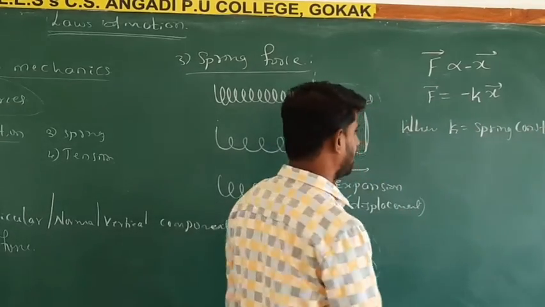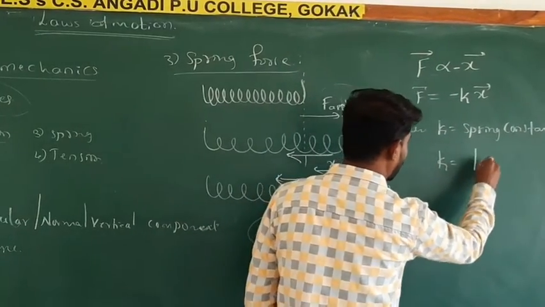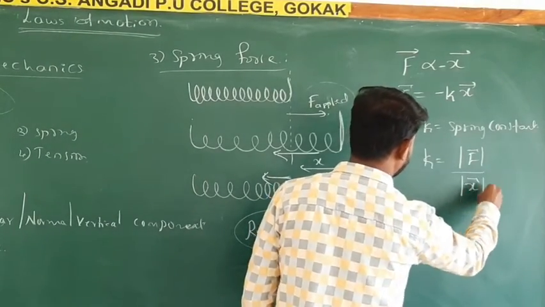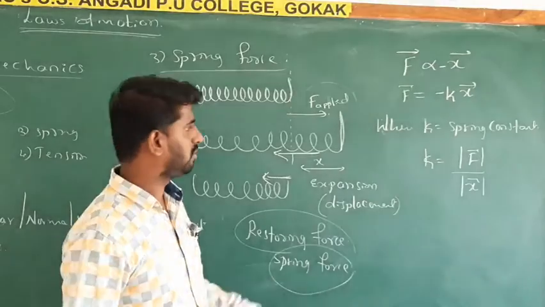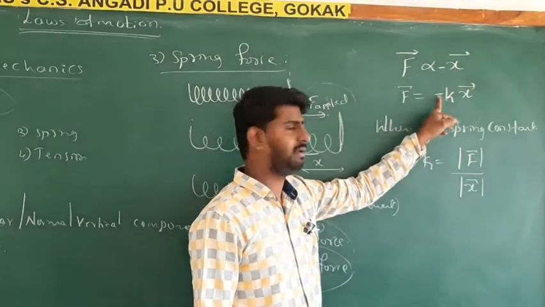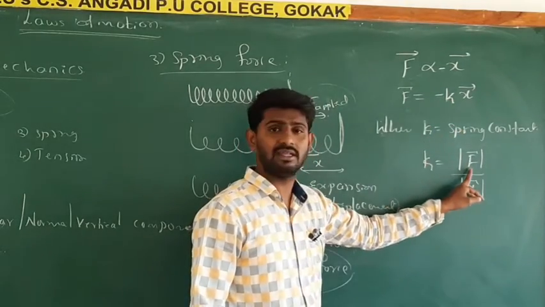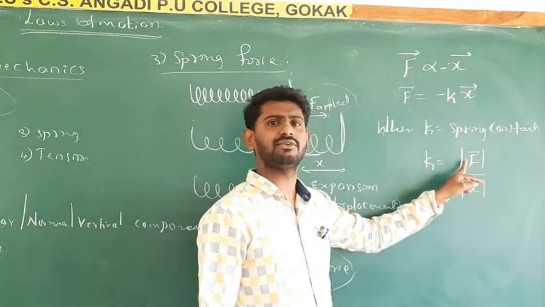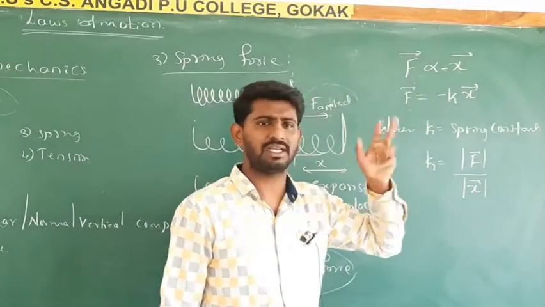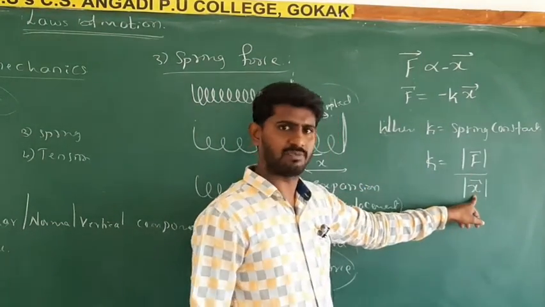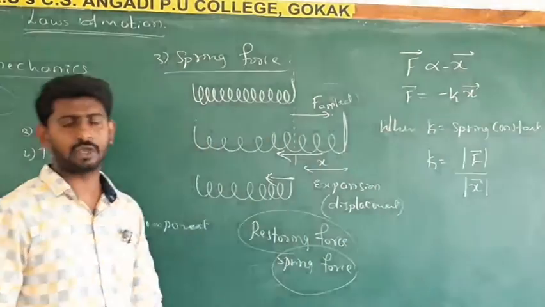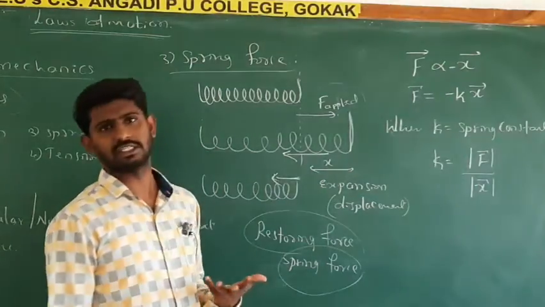How to write the k? You can write the k as the magnitude of force divided by the magnitude of displacement. K is equal to F divided by x. The negative sign is not there because k is a scalar quantity and we write it in terms of the magnitudes of those two vectors. Which are those two vectors? One is force and the other one is displacement. Okay, so that is the spring constant, or sometimes it is called the force constant.